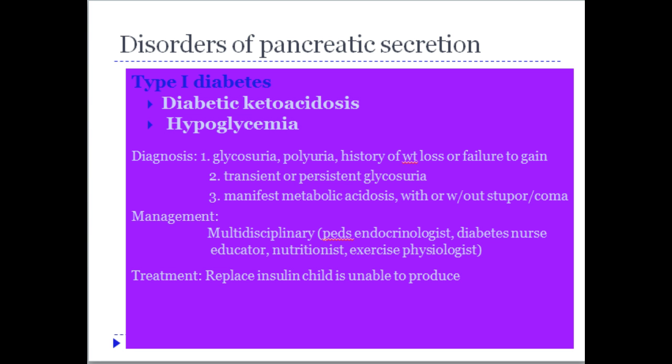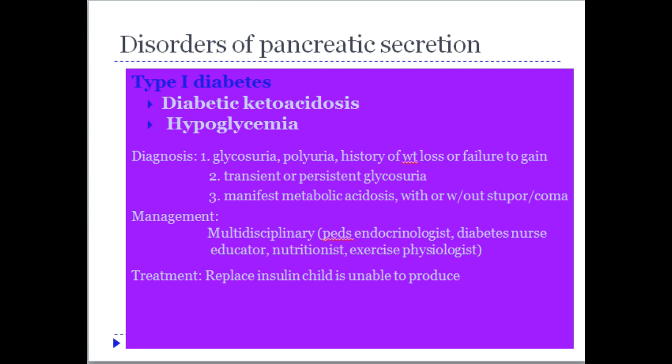Real quickly, diagnosis: these guys are going to have glycosuria, which is essentially excess sugar in their urine. They're going to have polyuria. They're going to have a history of weight loss. That's one of the very first things you're going to see in children, is a history of weight loss or failure to gain weight.